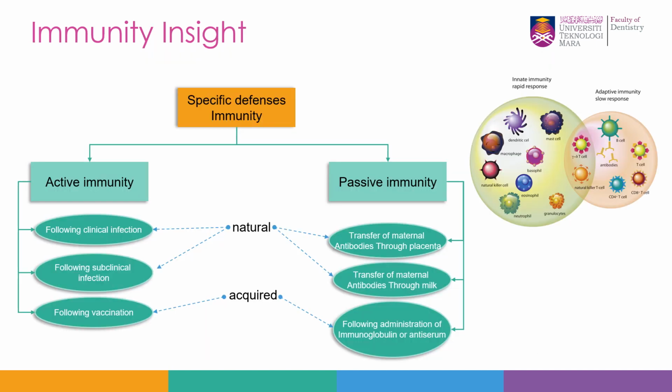Okay, so next one, looking at the immunity itself. As you probably have gone through this topic, for the specific defenses immunity, we have active immunity and we have passive immunity. For passive immunity, it can be natural or acquired, similar to active immunity. The transfer of maternal antibodies through the placenta and also through the milk would be a natural part of the passive immunity.